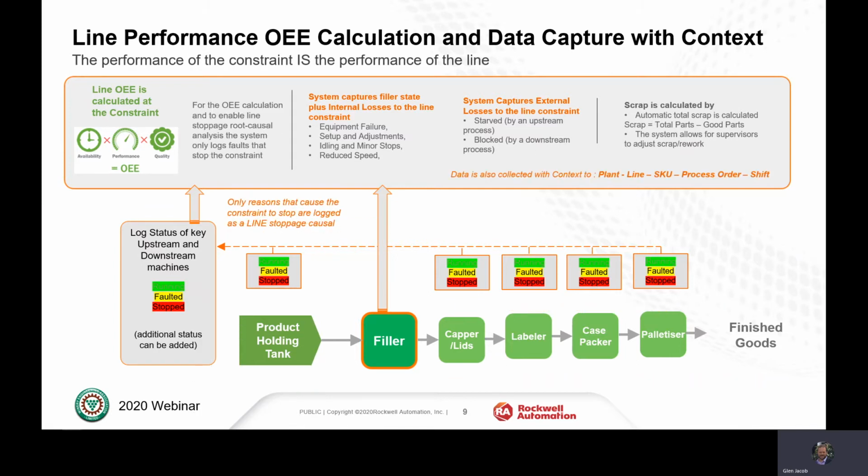The other key point to make is that we also collect the data with context to the plant model: what product or SKU is running, what production order or process order is running, what shift, etc. So you've got good quality data with a lot of context. You can really slice and dice and drill into root causes and patterns, etc.